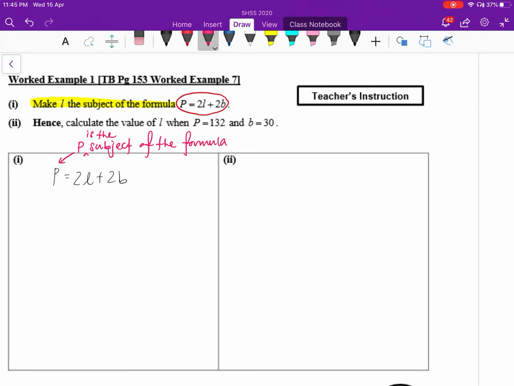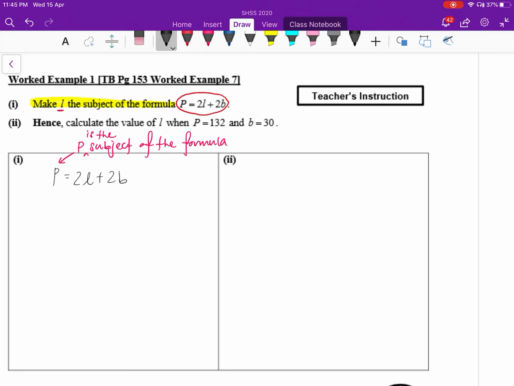Which means when I say I'm going to make L the subject of the formula, I want L to be here. L equals something. And here we have P and B inside the expression. So we're just going to do that. Very, very simple exercise. Just need a lot of algebra.